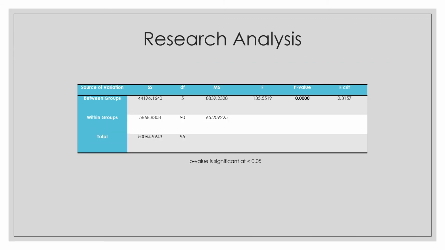Right now, the analysis that we have done is one-way ANOVA, where the p-value is significant if it is below 0.05. Our analysis found that the p-value is 0.0000, from which we can conclude that the variation among heavy metals and sampling stations is significant.